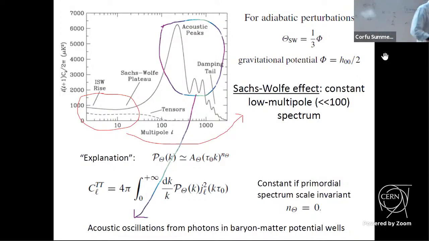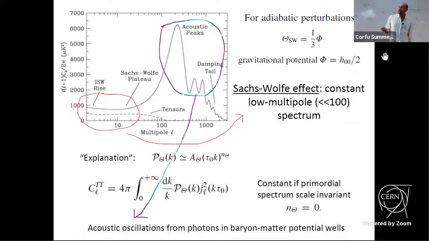And at low multipoles, it's proportional to the gravitational potential, which was a 0,0 component of a perturbed metric. And the Sachs-Wolfe effect is this observation that this gravitational potential is constant at low multipoles. By low, I mean smaller than 100. Well, there is an explanation, in quotation marks, which is the following.